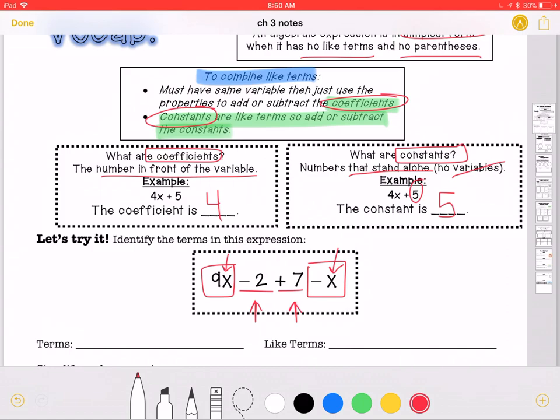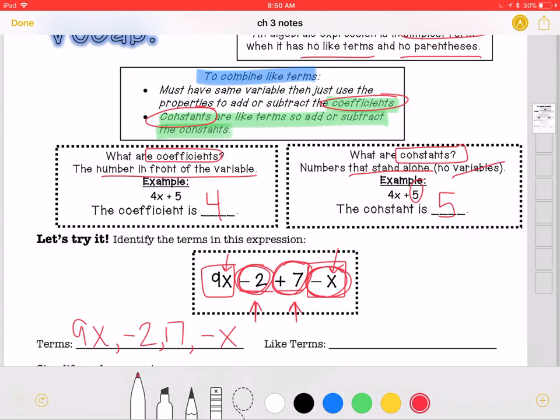So here, 9x, -2, 7, -x. Those are all terms. You want to include the sign that's right in front of them. So notice how I said -2 and a -x. This is a +7, but I don't have to put that like plus sign. It's just positive. You can if you want. So now those are all of the terms.